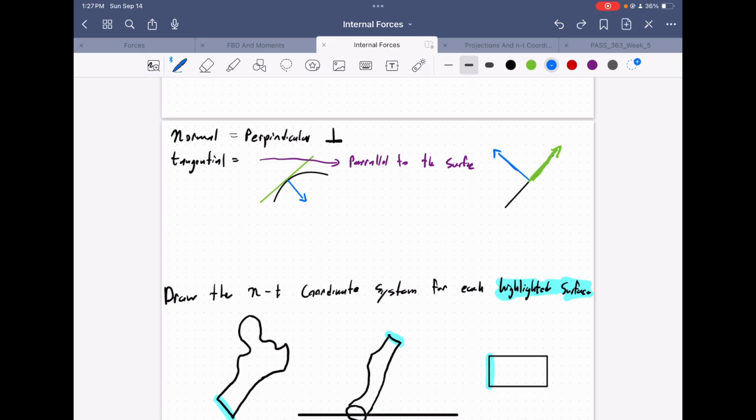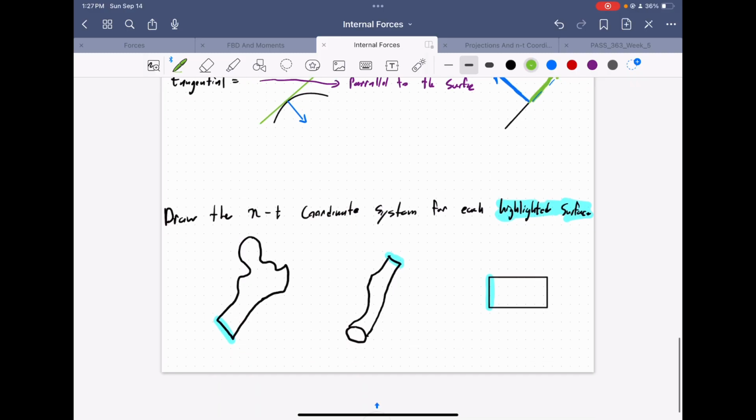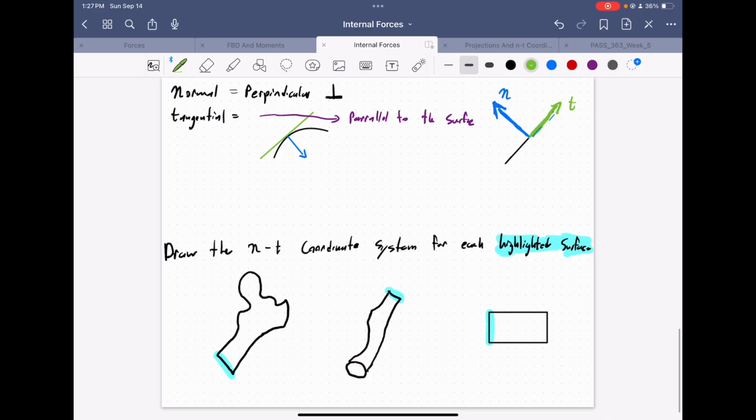You really just have to understand one of them. If you understand normal is always perpendicular, you know tangential is just 90 degrees, and so that's always going to end up on that surface. So this is N, and this is T. For these next systems, give it a go and try drawing the NT coordinate system just like we have up here. Don't worry about the direction of the tangent, but give it a go drawing those.